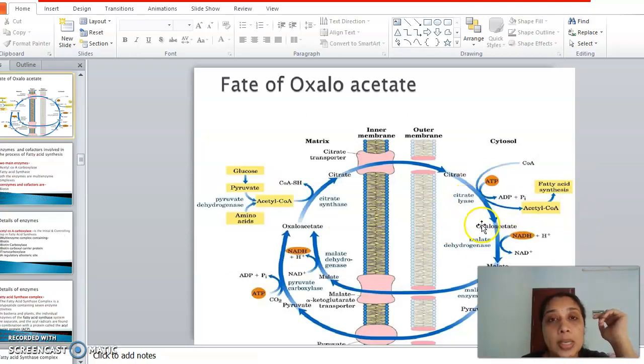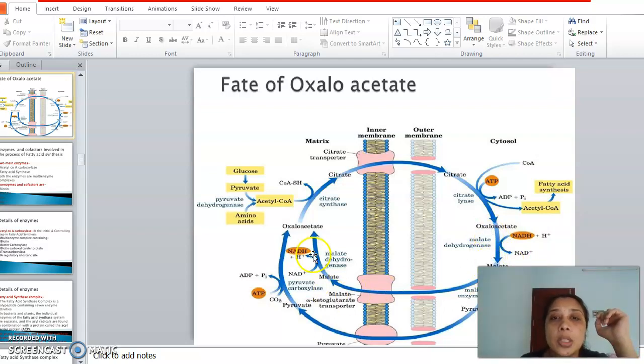Now what happens to the oxaloacetate? The oxaloacetate has to be taken back into the mitochondria because our TCA cycle has to be carried on. So oxaloacetate will be moving towards the mitochondria. Again, the problem is that it cannot itself cross the membrane. So oxaloacetate will first be converted into malate, which is a transportable form. This oxaloacetate to malate conversion is carried out by MDH, malate dehydrogenase, by consuming one molecule of NADH. So oxaloacetate is converted to malate.